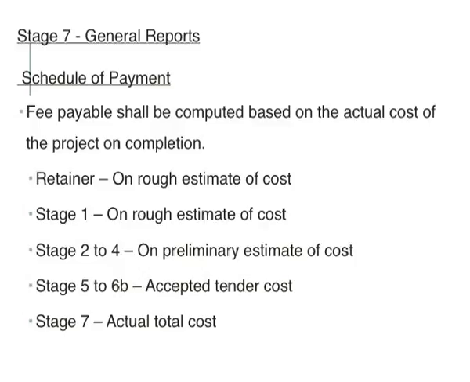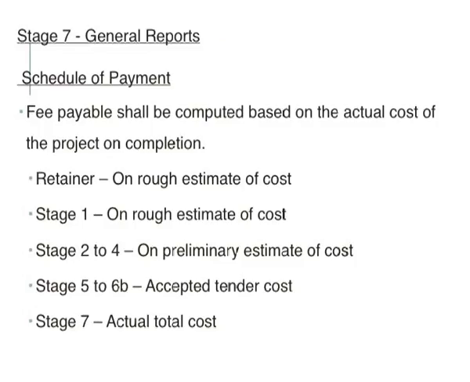So the general schedule of payments is at stage 1, stage 2, stages 5 to 6 and stage 7. What will be the cost? This will be based on a rough cost estimate at stage 1, preliminary cost at stages 2 to 4, accepted tender cost at stages 5 to 6, and the actual total cost should be paid at stage 7. So these are the scale of fee payment modes.